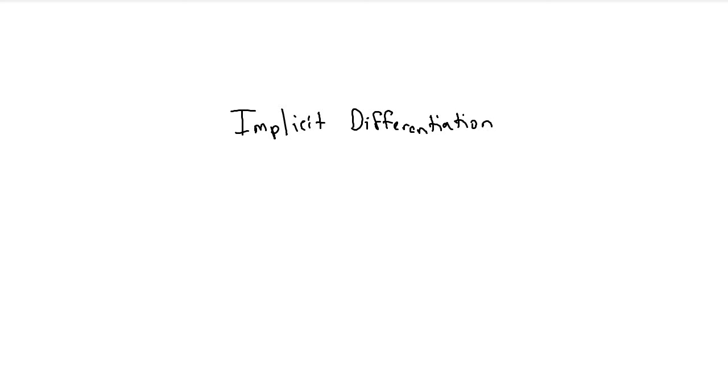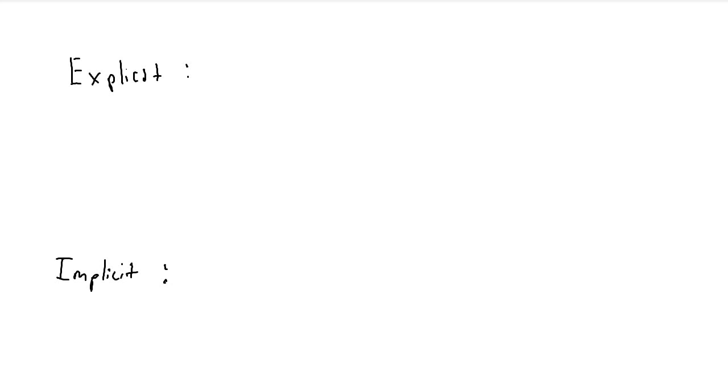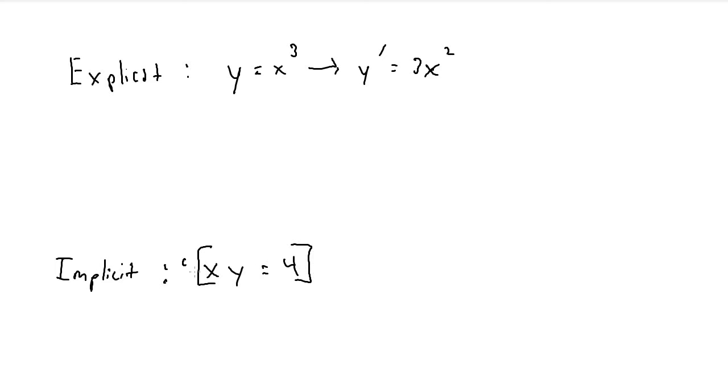So let's take a look at implicit differentiation. When you did explicit differentiation, you might have had something like y equals x cubed. Then when you derive this function, y prime, or dy dx, would equal 3x squared. In implicit, you might have x and y on the same side. So you might have x times y equals 4, and then you would have to derive both sides.